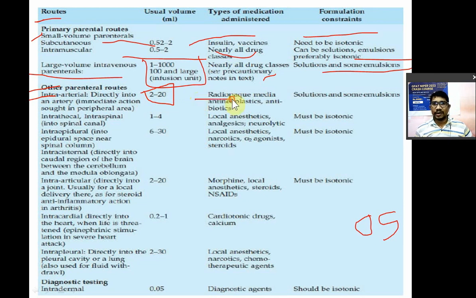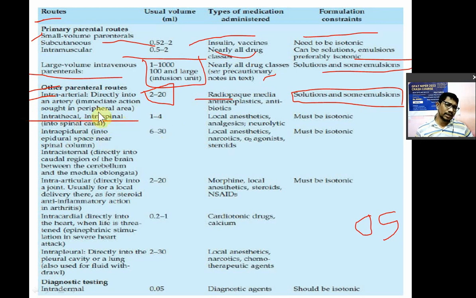So radiopaque media, then anti-cancer drugs, then anti-cancer antibiotics are given by the intra-arterial route, directly into the artery, for immediate action. Solutions or sometimes emulsions can be injected. Solution injection कर सकते हैं, emulsion inject कर सकते हैं. Next होता है आपका intrathecal route or intraspinal route.